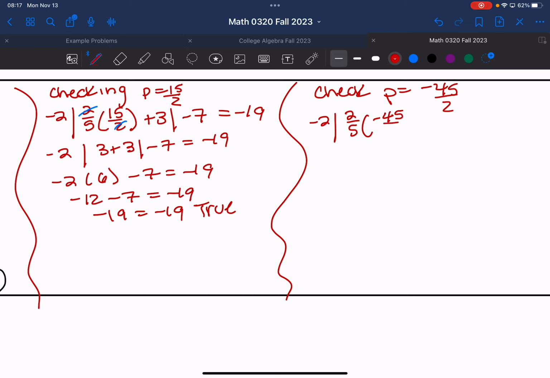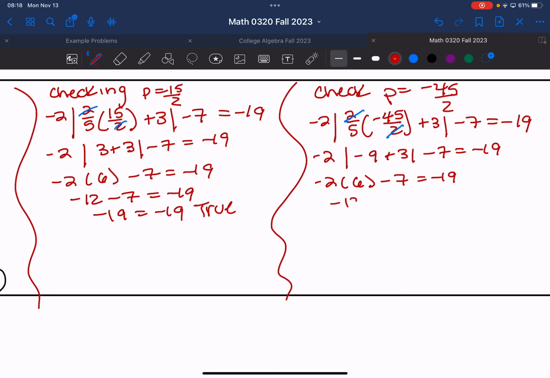I'm just first rewriting everything with my new P value. Same thing's happening here, that 2/5 times negative 45 halves, the 2's cancel, and I'm left with negative 45 divided by 5, which is what? Negative 9. Negative 9 plus 3 is negative 6, but the absolute value of negative 6 is what? Positive 6.